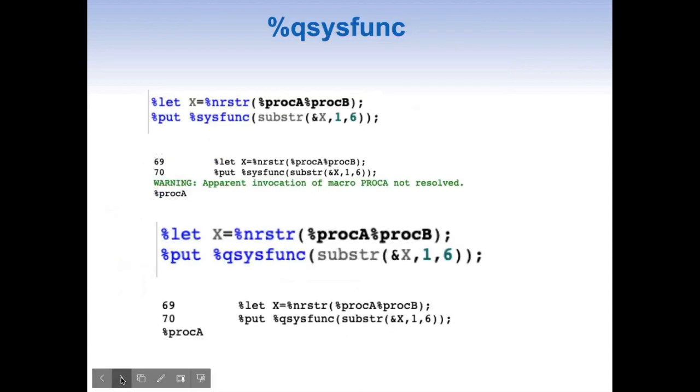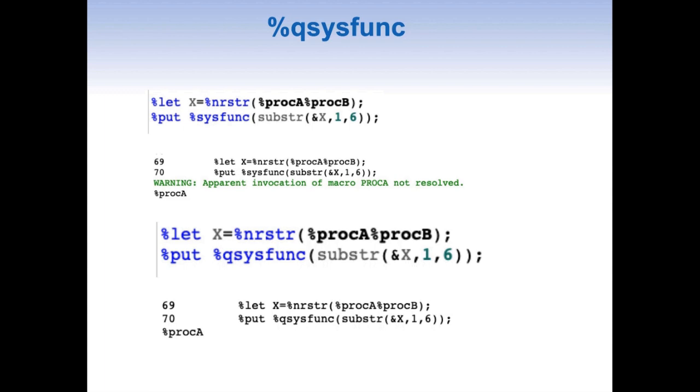And now let's look into our last topic, that is %qsysfunc. We can understand this with another example. In here, I am creating a macro variable wherein I am saying %let x equal to %nrstr, and then in here I am having %proc a, %proc b. If I do not use %nrstr, I may get a warning saying that %proc a and %proc b macros were not there.